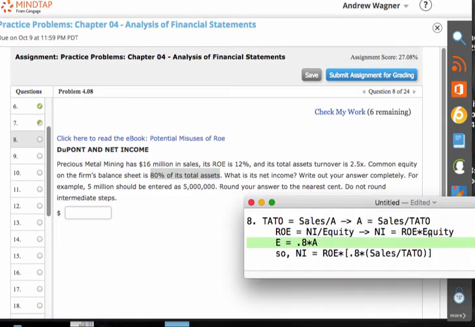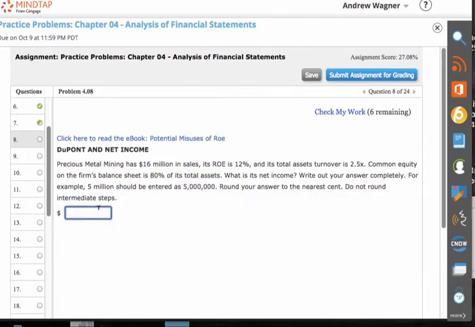So given net income and equity, we can go ahead and get that. Net income is return on equity times equity, and we have return on equity and equity now. We calculate return on equity of 12% times 0.8 times the total assets that we just solved for up here. And when I do that, I get 614,400.